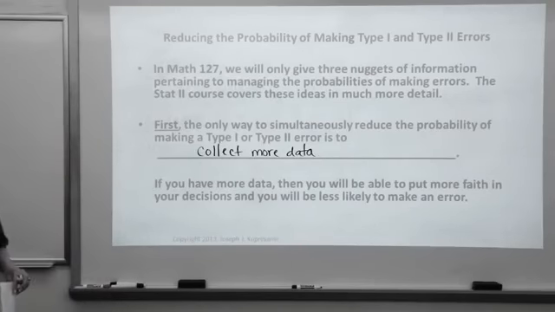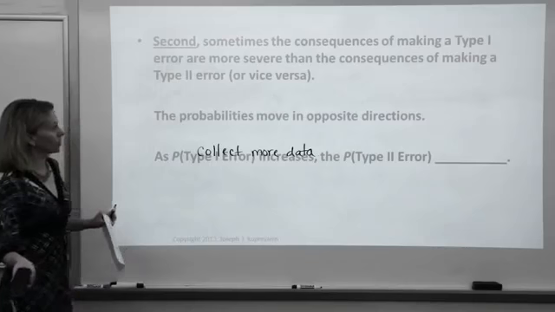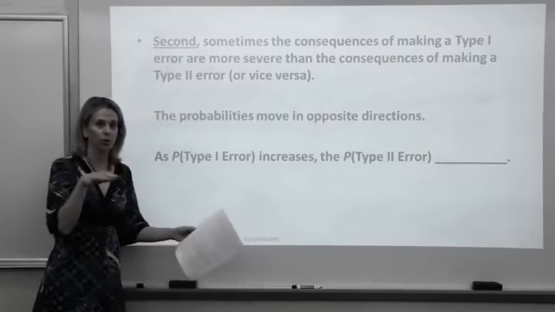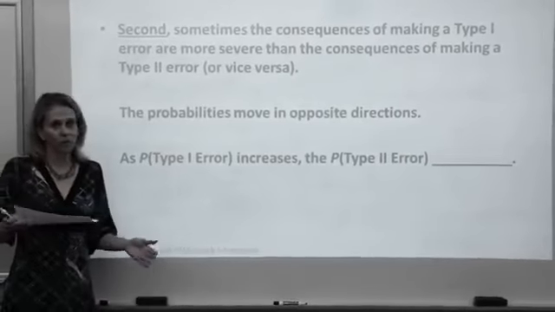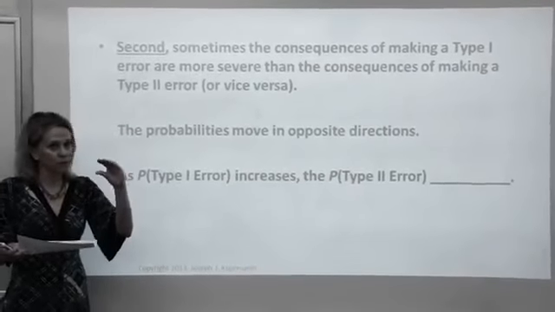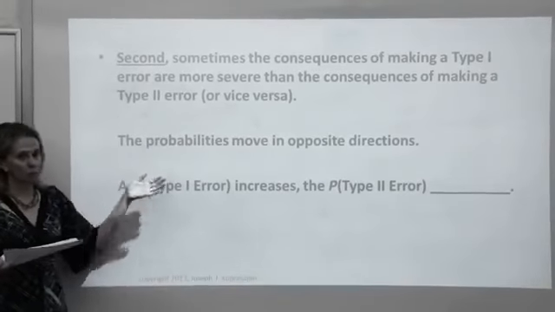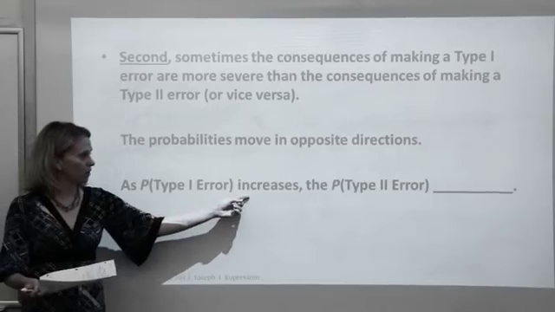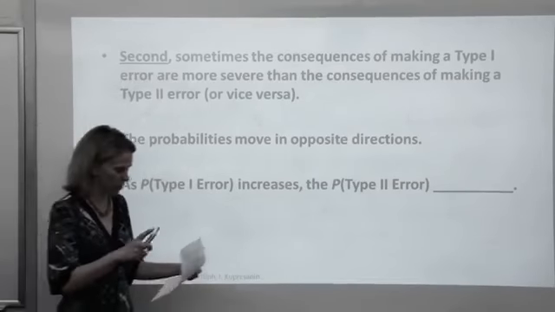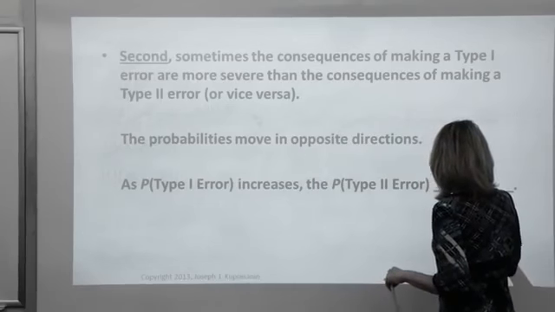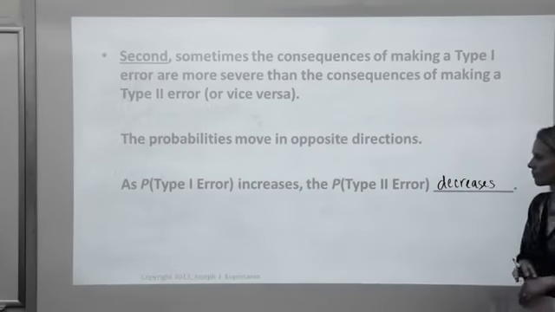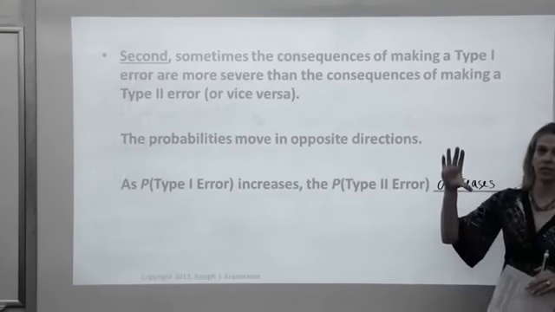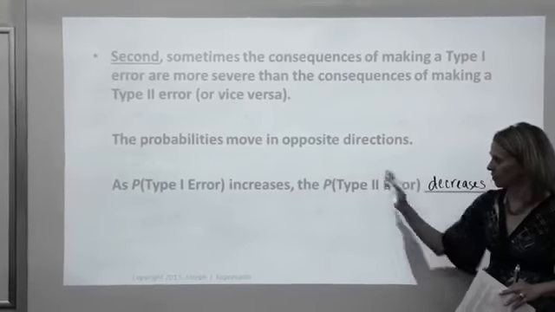Second bullet. Sometimes the consequences of making a type 1 error are more severe than the consequences of a type 2 error, or the other way around. You'd think we'd like both of these probabilities to be really small. The problem is those probabilities move in opposite directions. As the probability of a type 1 error increases, the probability of a type 2 error decreases. So we can't just say we'd like both of these to be extremely small. As you make one small, that inflates the other one. The opposite of this is true as well.